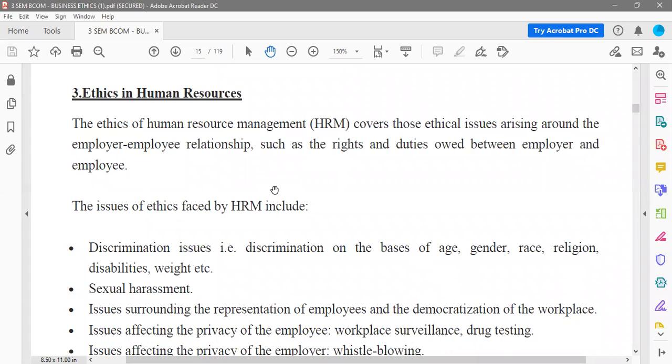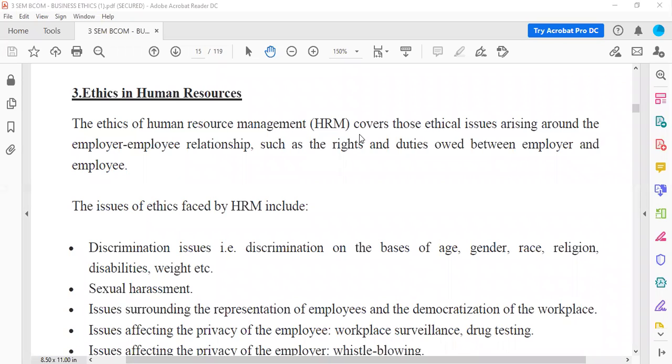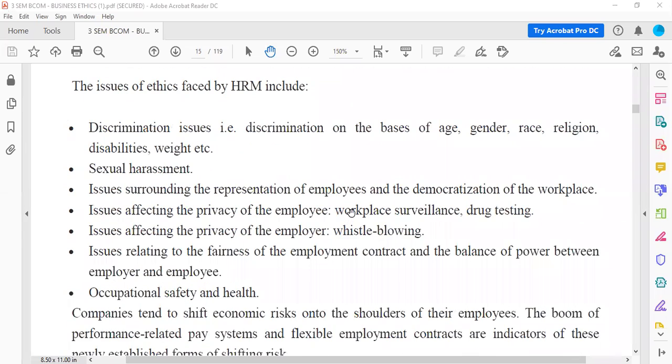The common issues are discrimination issues. So there can be discrimination based on age, gender, race, religion. All of that can happen. To a maximum extent it does not happen nowadays, but still there are many places where such discrimination happens on the basis of age, gender, race, religion, disabilities, weight, etc. Then sexual harassment.